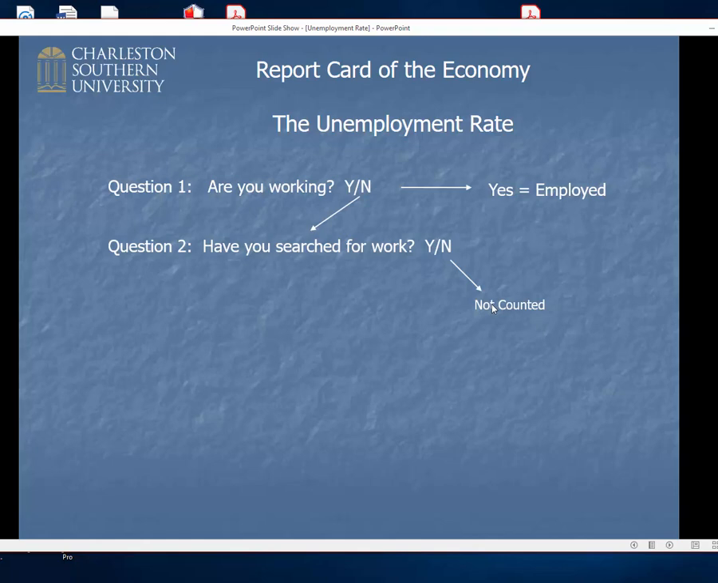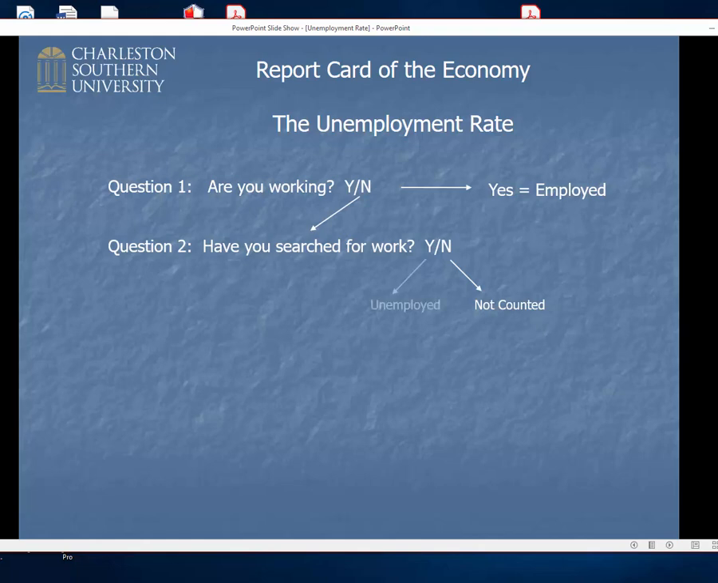So think about full-time students. They're able-bodied adults and they could technically be working, but they're not because they're full-time students. Or young mothers with children at home. They're working plenty hard at home, but technically, by the way these things are calculated, they're not working, and so forth. Retired people maybe aren't working. So if you're not searching for work, you're not counted.